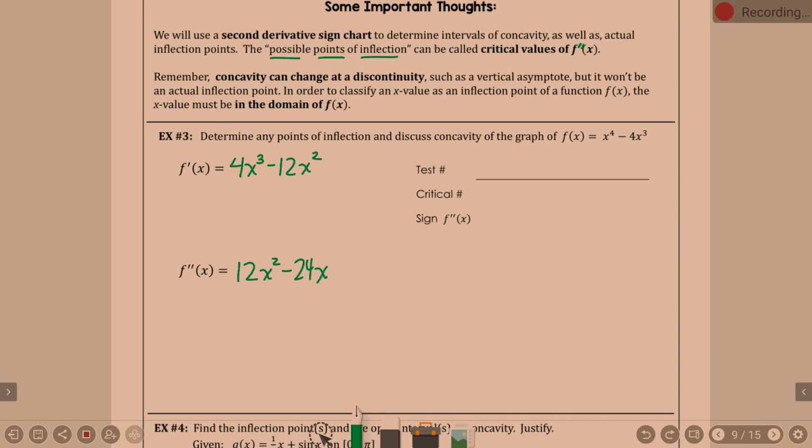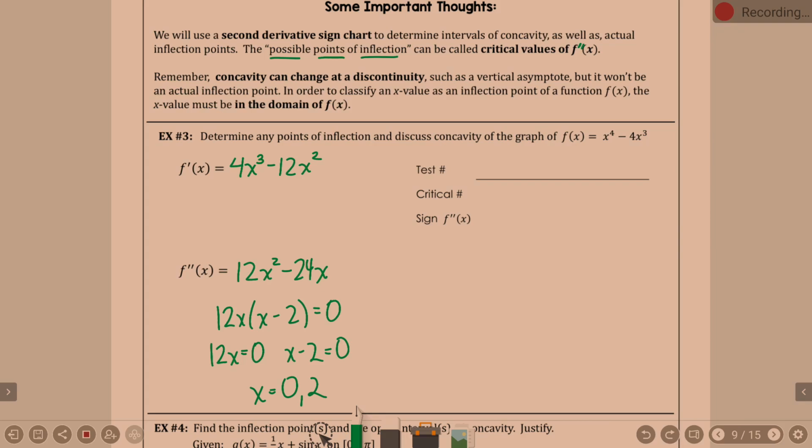In order to find the critical points of the second derivative, of course, we're going to set that equal to 0. GCF of 12x. So x equals 0 and 2. You have a factor of 12x to set equal to 0, and a factor of x minus 2 to set equal to 0. So yes, we get critical points at 0 and 2.